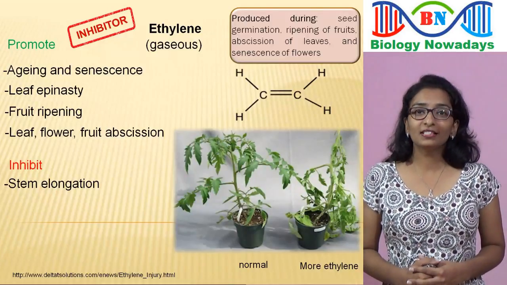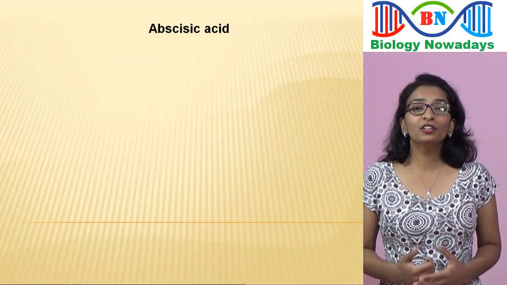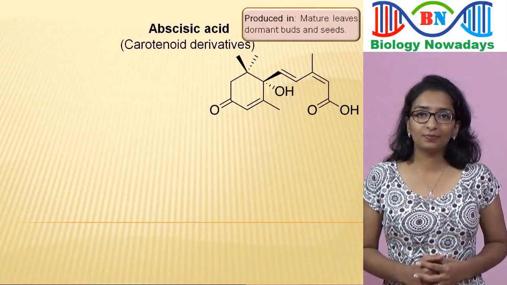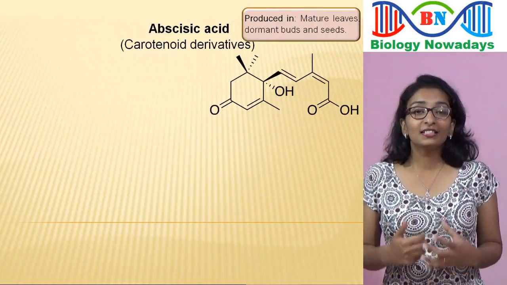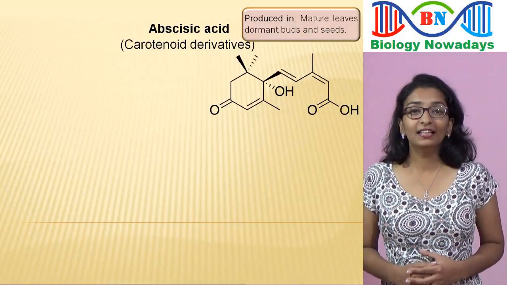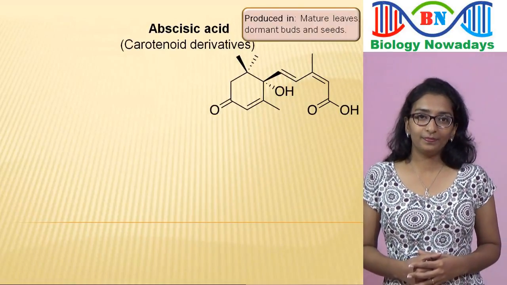Next phytohormone is abscisic acid or ABA. They are carotenoid derivatives produced in the mature leaves, dormant buds and seeds. The name abscisic acid was given because researchers at first believed that it was this hormone that stimulated abscission or falling down of plant parts.